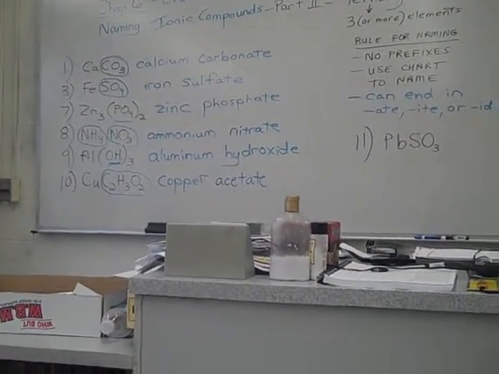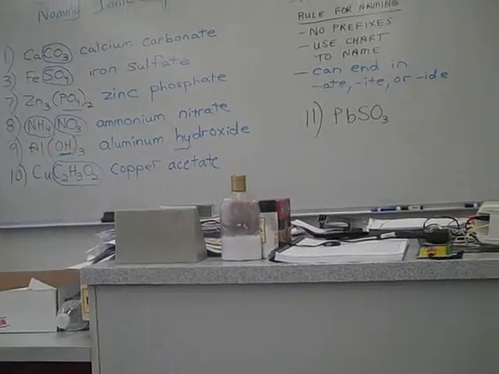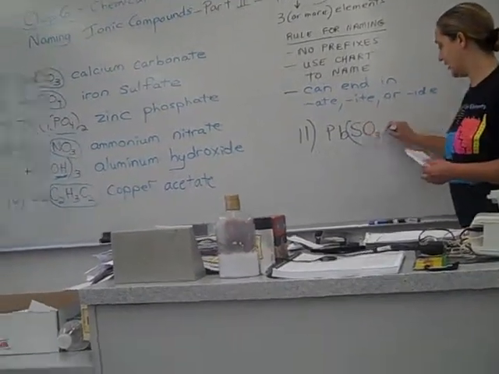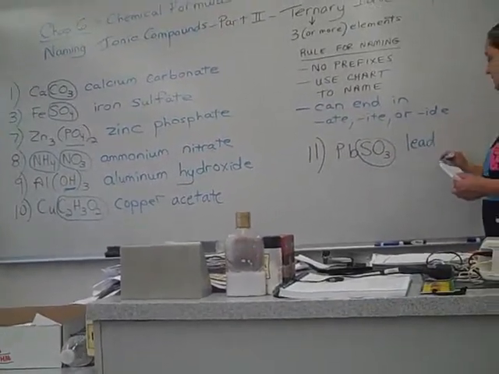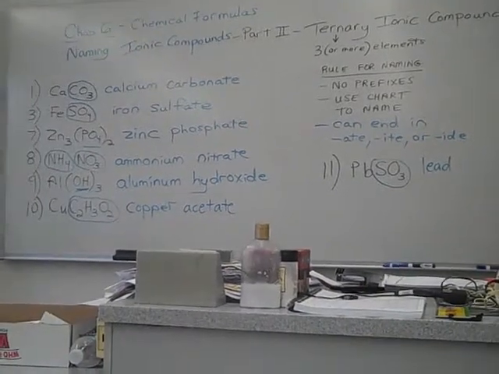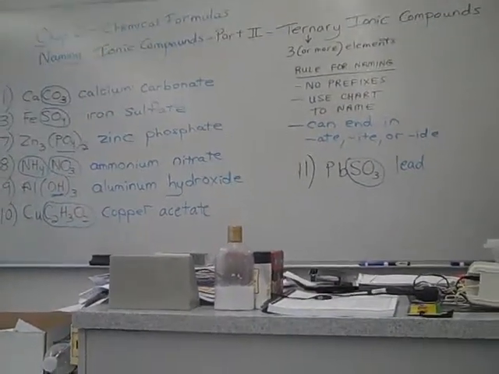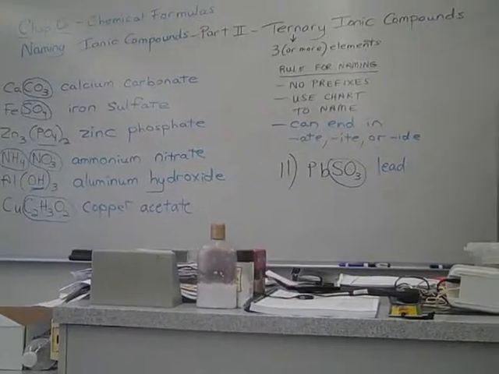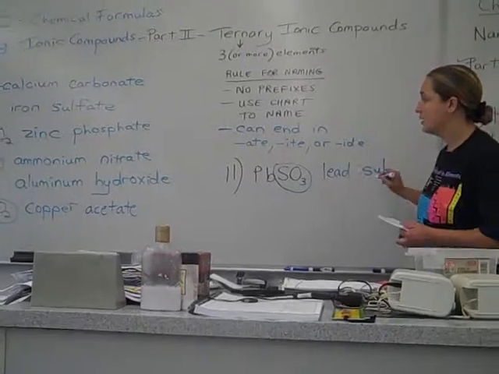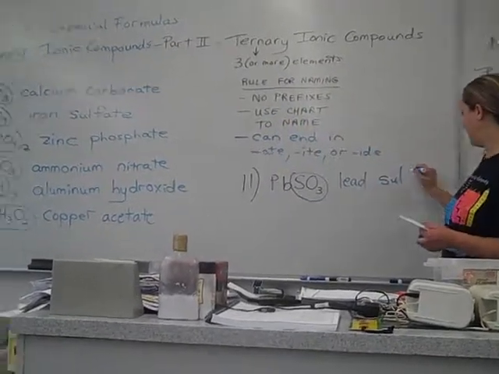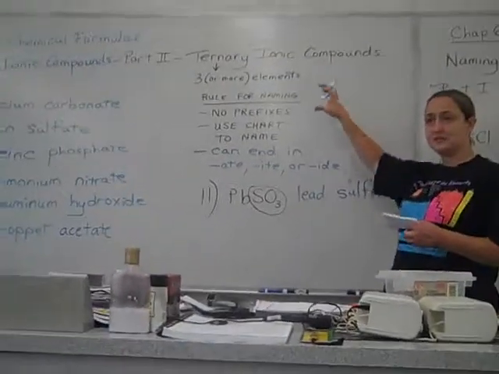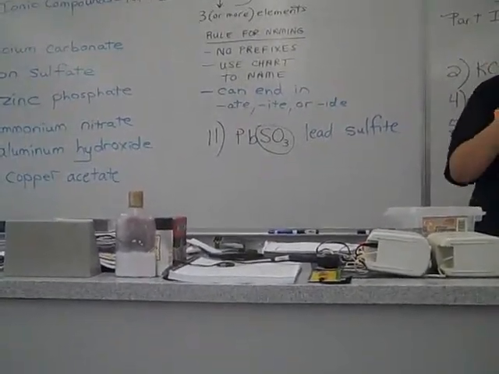Okay, number 11. Natalie, what do we have for that one? Here's the last one with an example of a different ending. Is the first part lead? We have lead, and then do you know what the second part is? And be careful. It's not SO4, it's SO3. We have SO4 and SO3 up there. We have sulfate over there, SO4, and sulfite here. So again, you don't have to memorize these, you just have to use the chart every time. You can stop there.